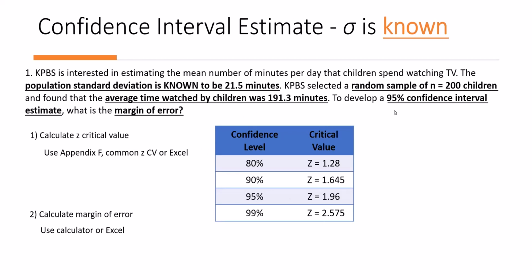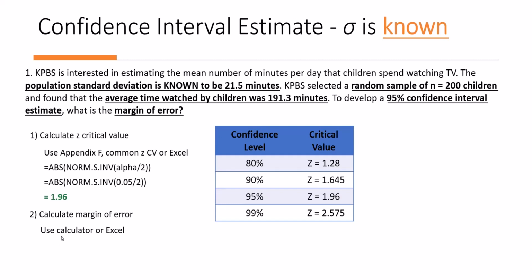So we know that this is going to be a 95% confidence interval. So that's going to be a Z of 1.96. Now, if we were going to calculate that in Excel, we would use our norm.s.inv function, and then that would also give us 1.96. So step 2 is to calculate the margin of error.